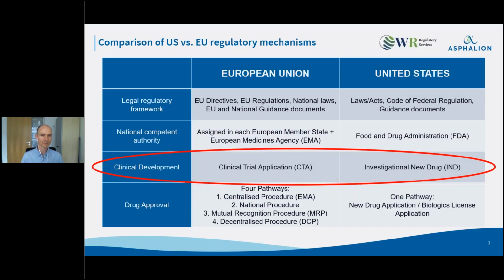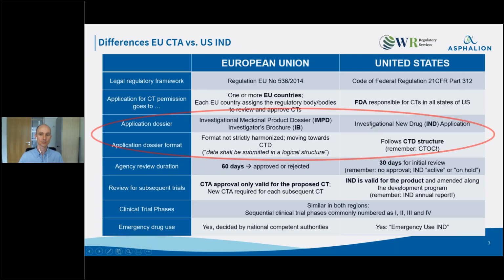So starting from the very obvious, comparing the US and the EU regulatory mechanisms, we know that for clinical development, we have the clinical trial application, the CTA in Europe, and we have the IND in the US. Looking at the details, for the application dossier, we have the IMPD, the Investigational Medicinal Product Dossier, which can have reference, for example, to the investigator's brochure. And here we have the IND in the US. The important difference, as Bruce stated, is the CTD structure, the Common Technical Document structure.